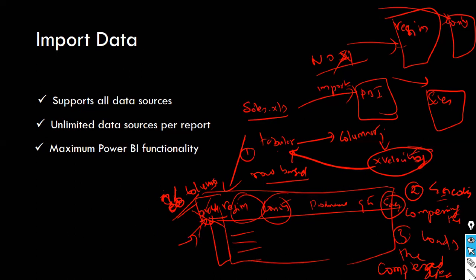If you compress the data, it will not consume much space. If you load the compressed data in memory, memory also will not be consumed too much. See how smart, right? They introduced the Xvelocity engine. Its role is: convert the tabular into columnar, then compress the data, and then load the data in memory. If anything is available in memory, the performance will be much faster.